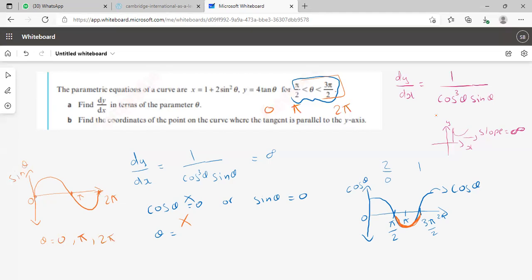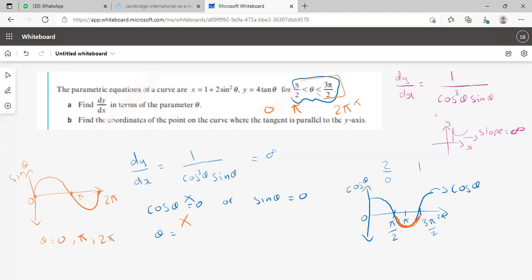Which angle comes in this range? 2 pi? Can we say that theta is between 2 pi in the given range? No, it's not, because it's not less than or equal to. Yeah, very good. Even if it is less than or equal to, still 2 pi is greater than 3 pi by 2, and our theta is less than 3 pi by 2. So 2 pi is not included.